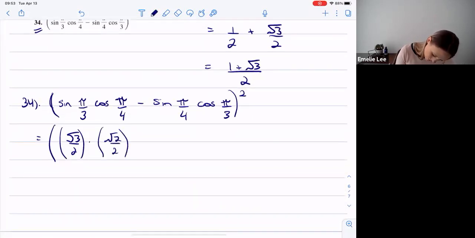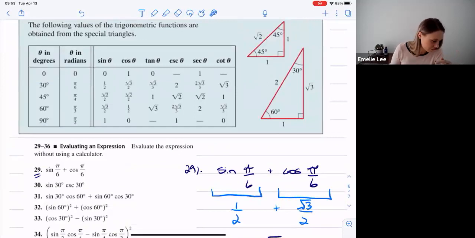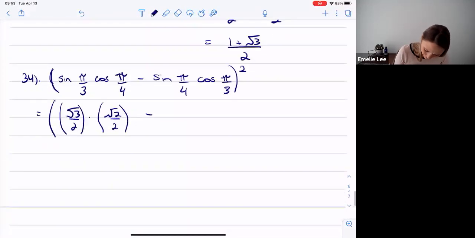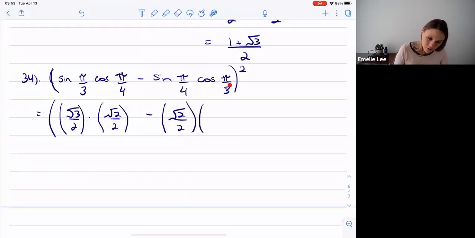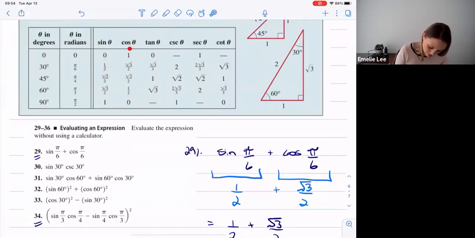Root 2 over 2 minus the sine of pi over 4. So just grabbing these from the table, sine of pi over 4 is root 2 over 2, times the cosine of pi over 3. The cosine of pi over 3 is 1/2, which I'm just going to grab here before I go up and confirm. So the cosine of pi over 3 is 1/2.